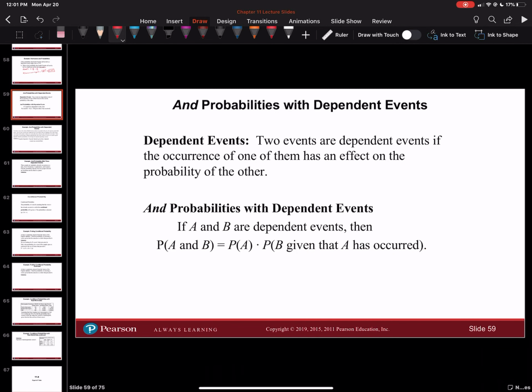So let's look at this. It says, and probabilities with dependent events. So now they're what? Dependent, not independent. So the probability of dependent events: if A and B are dependent events, then the probability of A and B is equal to the probability of A times the probability of B given that A has occurred. So A has to occur for B to be used. All right? So let's look at these.